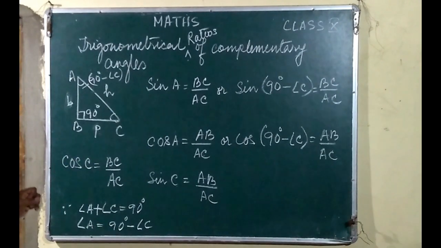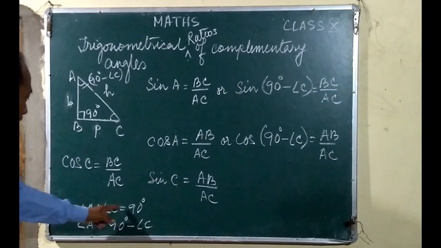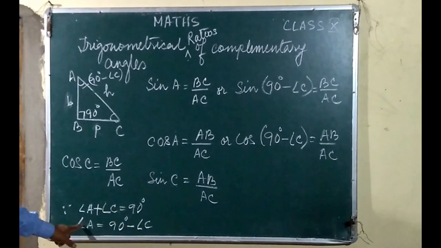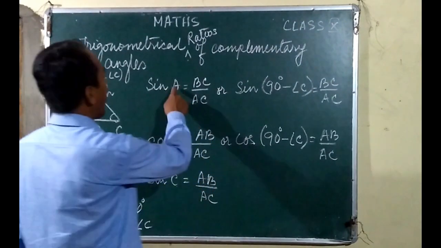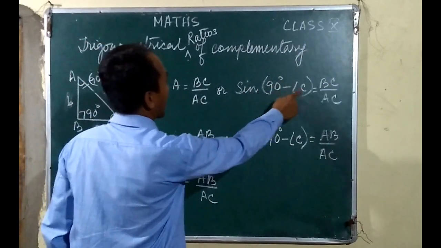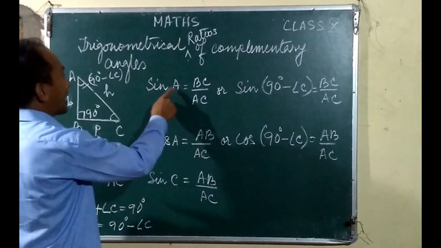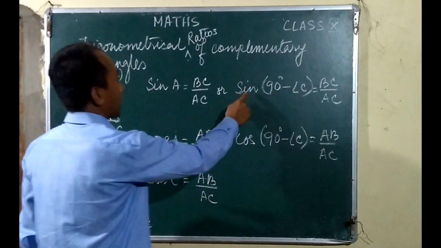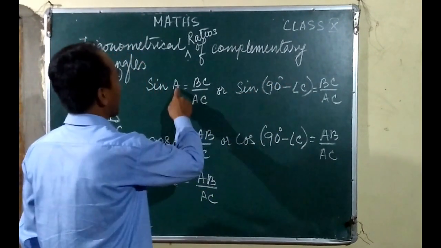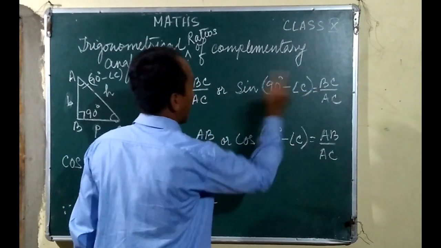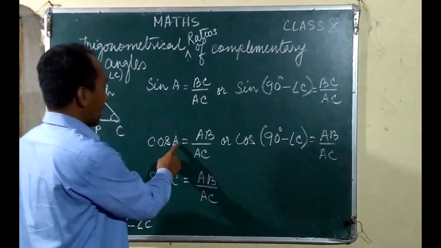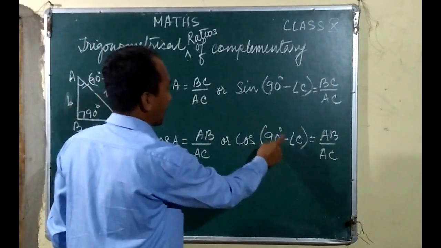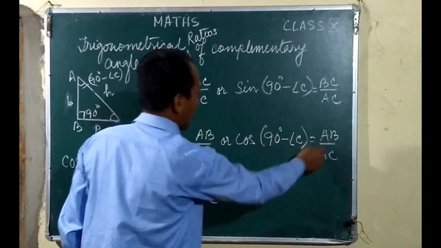Now, as we see that angle A plus angle C equals 90 degrees, angle A equals 90 degrees minus C. So putting the value of A as 90 degrees minus C, in place of sin A I am putting sin(90 degrees minus C), and BC by AC remains the same. Cos A equals AB by AC, so in place of A I am putting 90 degrees minus C, and AB by AC remains the same.